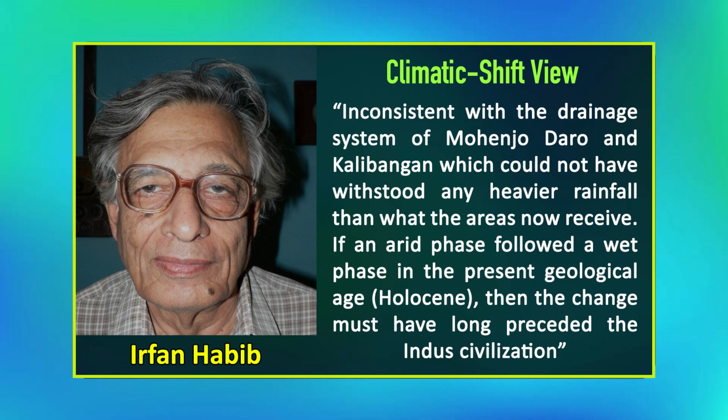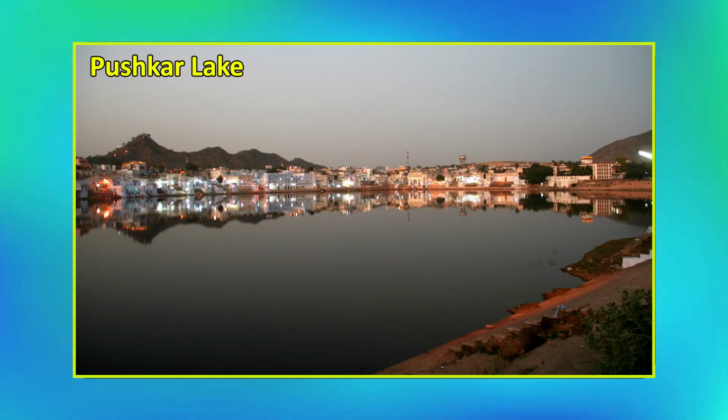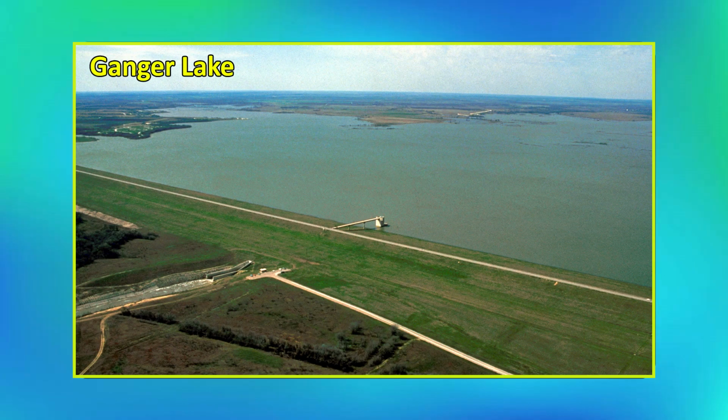If an arid phase followed a wet phase in the present geological age, then the change must have long preceded the Indus civilization. As per the literature available, the geology of Rajasthan is very complex. The three lakes investigated are hypersaline today, but there are also freshwater lakes in this same region. The lakes are Pushkar and Ganges.